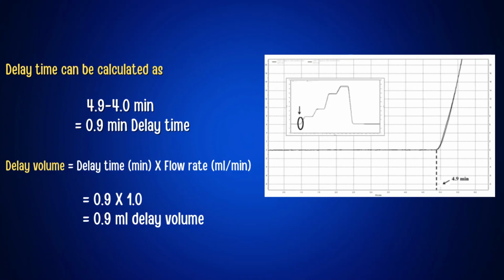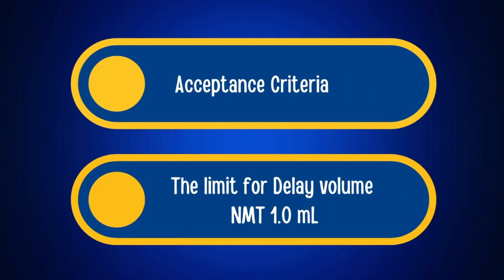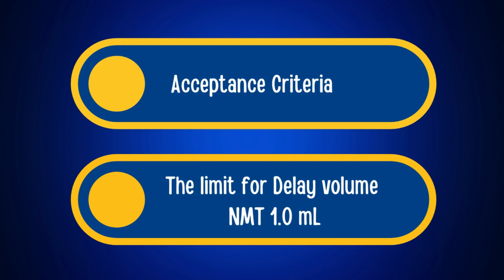The delay time can be calculated as 4.9 minus 4.0 minutes, which gives 0.9 minute delay time. Now delay volume can be calculated as delay time in minutes into flow rate in ml per minute. This can be calculated as 0.9 into 1.0, which gives 0.9 ml delay volume. The acceptance criteria: the delay volume of the system should not be more than 1.0 ml.